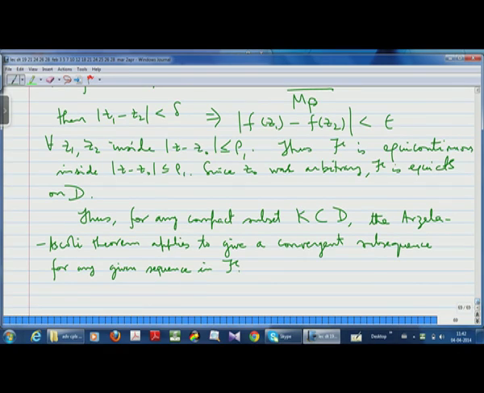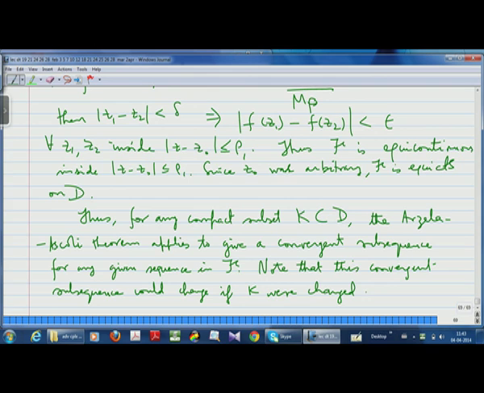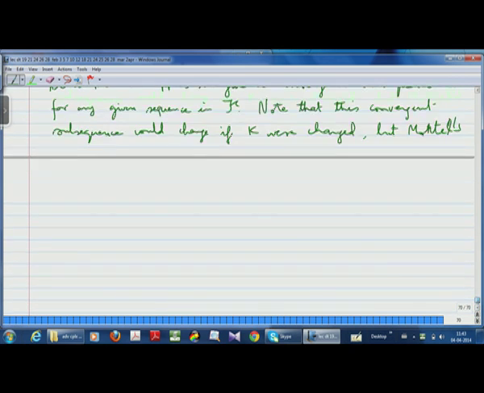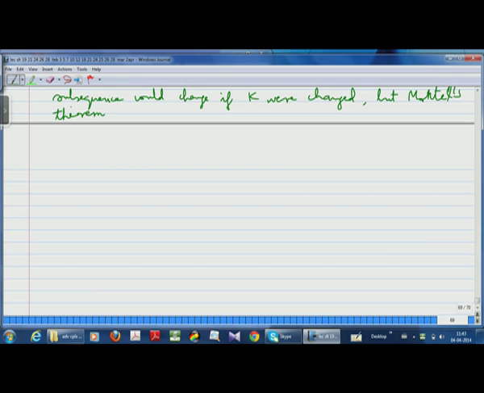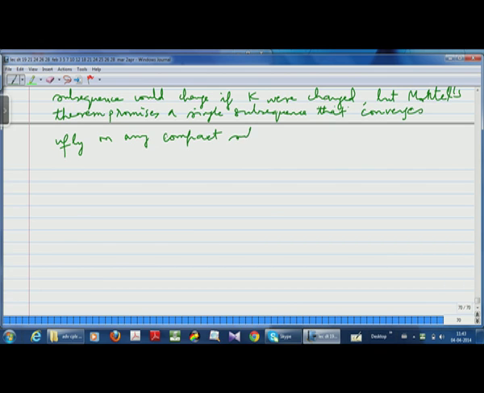So let me write this down. Note that this convergent subsequence could change if K were changed, but Montel's theorem promises a single subsequence that converges uniformly on any compact subset. Okay, so that's the subtle difference.